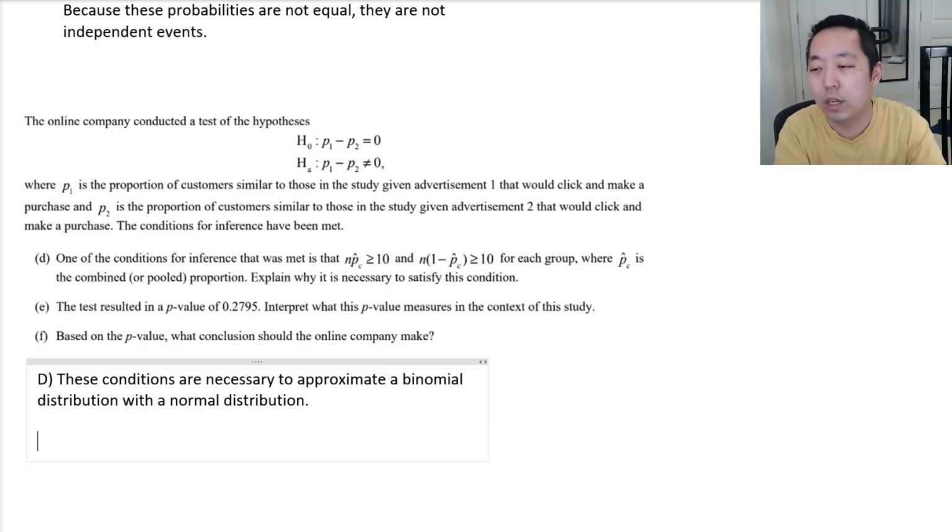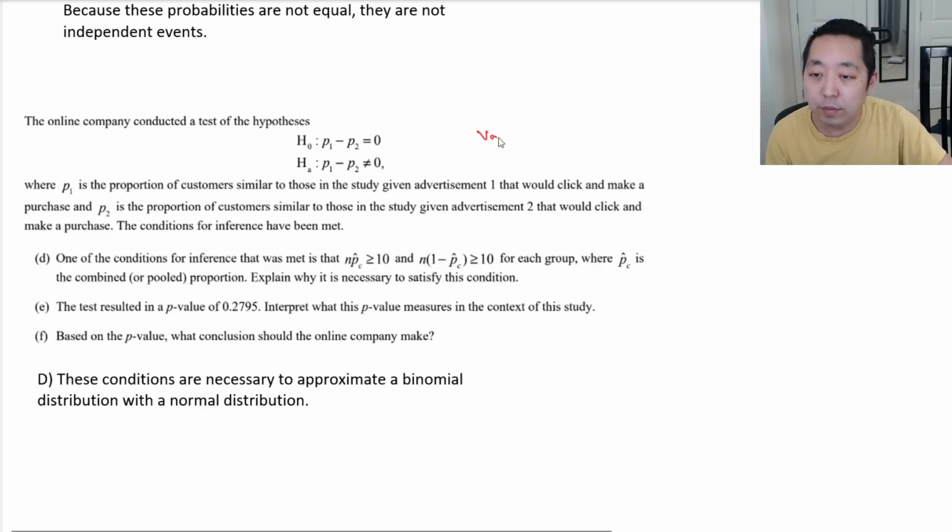If they wanted you to talk about why we are pooling them, one of the reasons you use a pooled proportion is that you think the variances of the two distributions are the same. And the variance of a proportion is equal to p times 1 minus p over n. That's what the variance is equal to of a proportion.